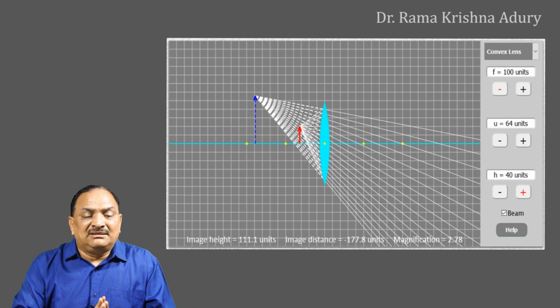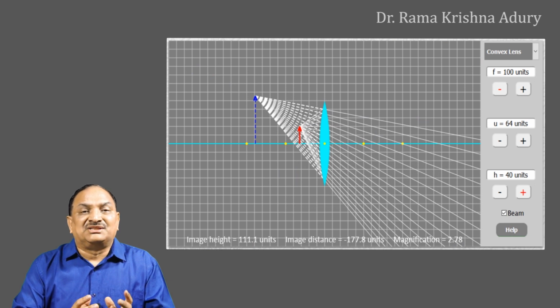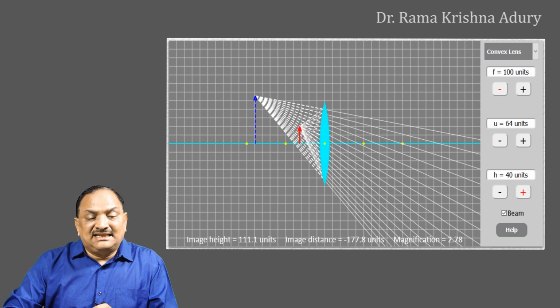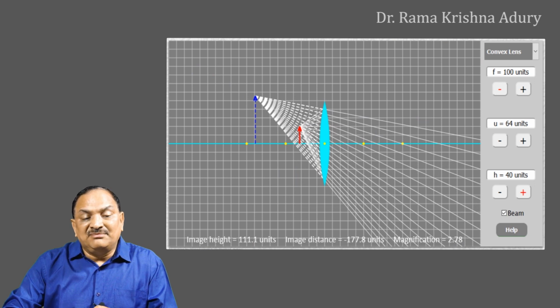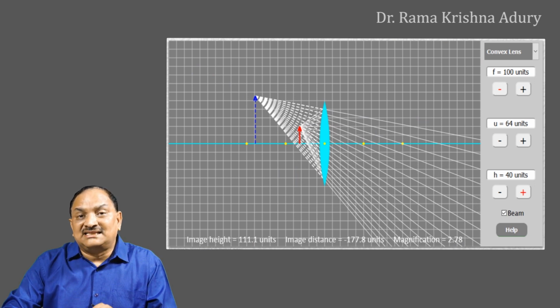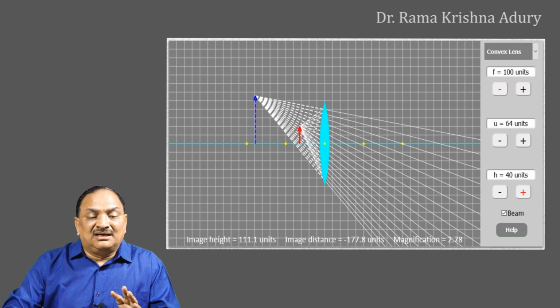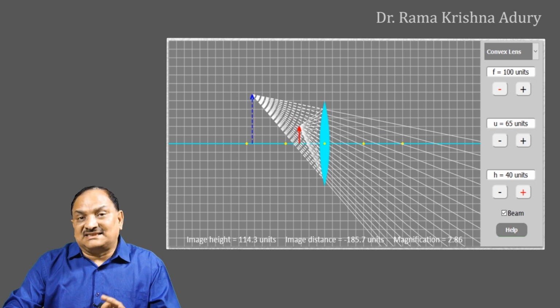Okay, and when you want to watch anything which is very small in size, you can read a text where the font size is very small and so on. When the object is at a distance less than the focal length, the image is formed on the same side. It's a magnified image. It's a virtual image. Okay, and this is the first case.